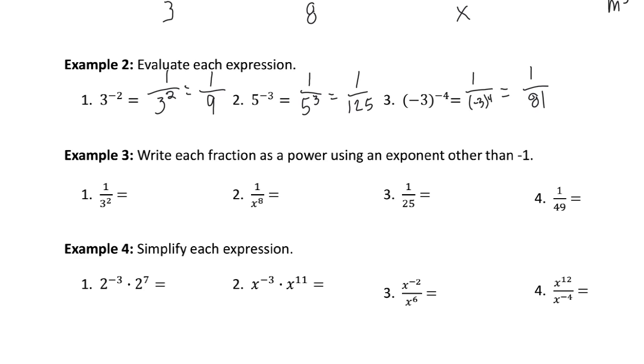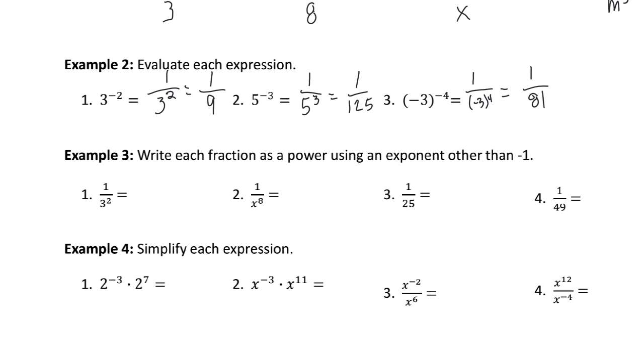All right, so hopefully you got 1 over 125 for the second one. And then the third one, you got a positive 1 over 81 because it's negative 3 times negative 3, which is a positive. Negative 3 times negative 3 is a positive. Positive times a positive is a positive. Okay?